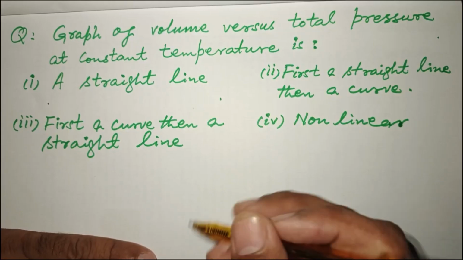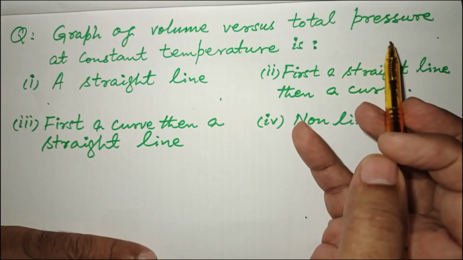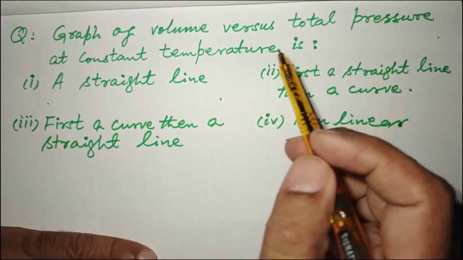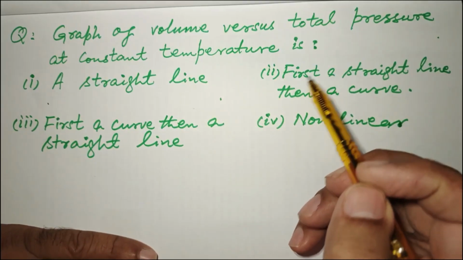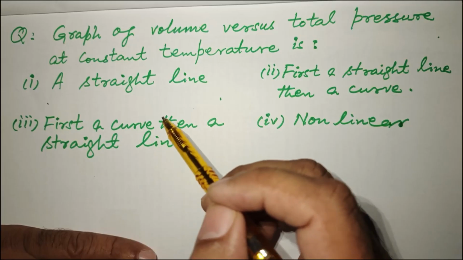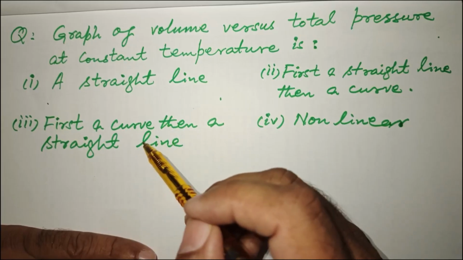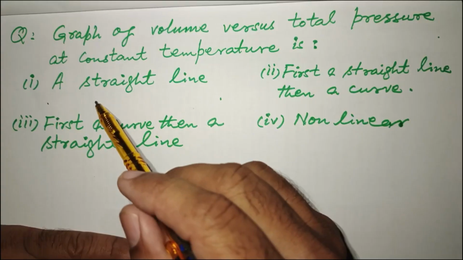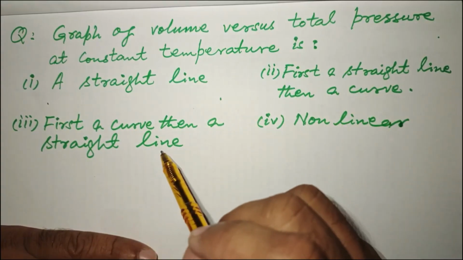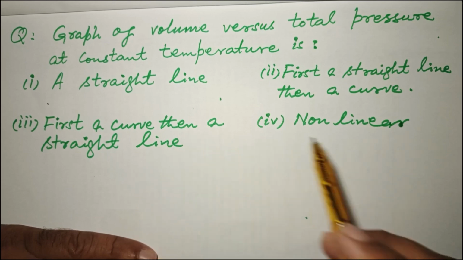So today we have a new test, some new problems which are tricky, not difficult. So let's start. Graph of volume versus total pressure at constant temperature. This problem is actually not difficult at all, but the options given are in a different way, which makes it difficult for the students to give the answer. Now what are the options?